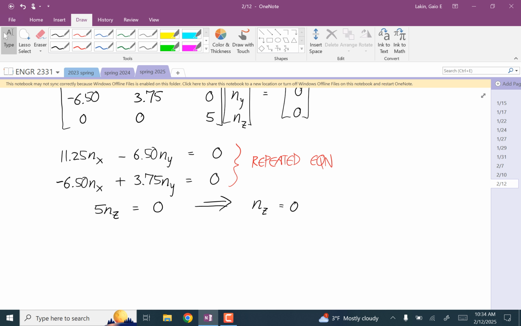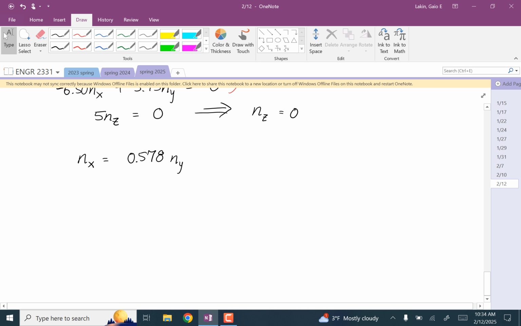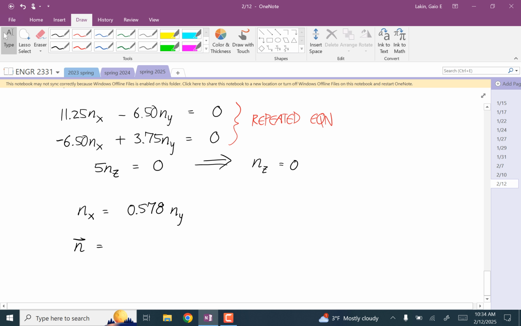And they say that nx is equal to 0.577, let's say 0.578, ny. So we can write this vector as, we can think of this as set ny equal to 1, okay?